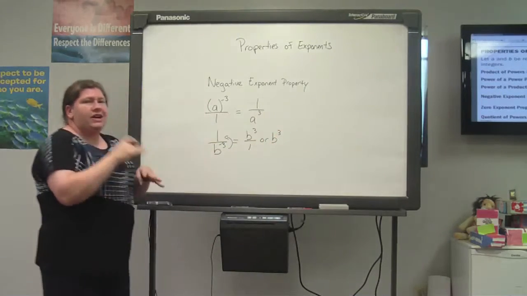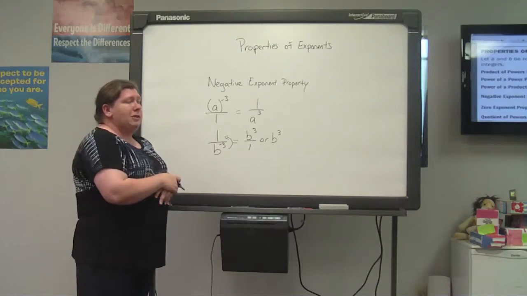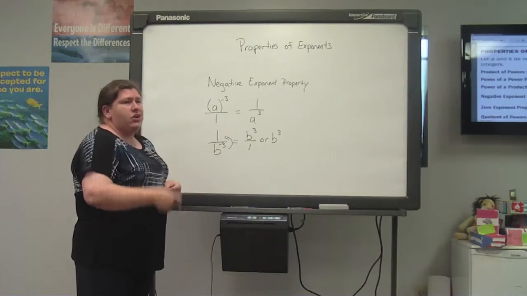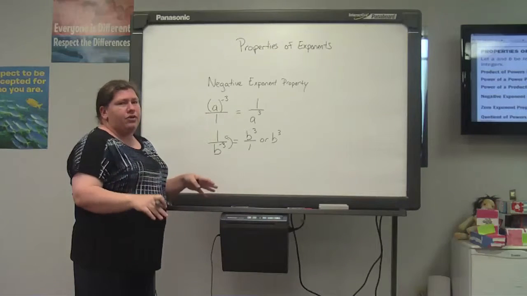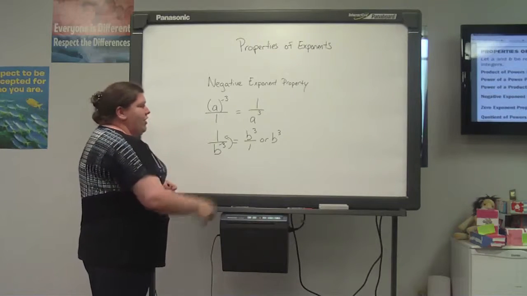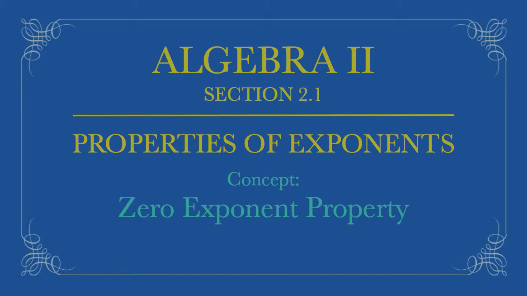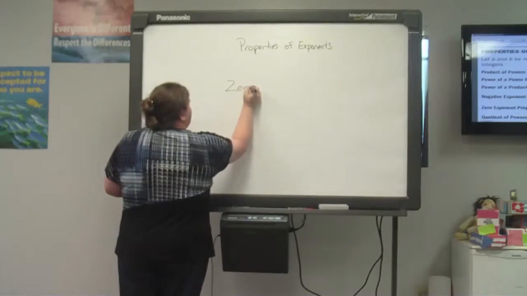If there's ever any doubt when you see a whole number, because there are a lot of times people don't realize that you move it to a denominator, just make your whole number into a fraction to begin with. And you can make any number into a fraction by putting 1 underneath it as the denominator. Zero exponent property.